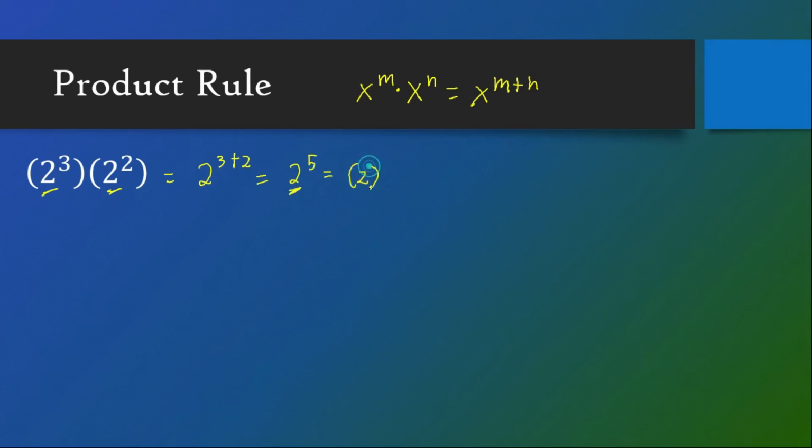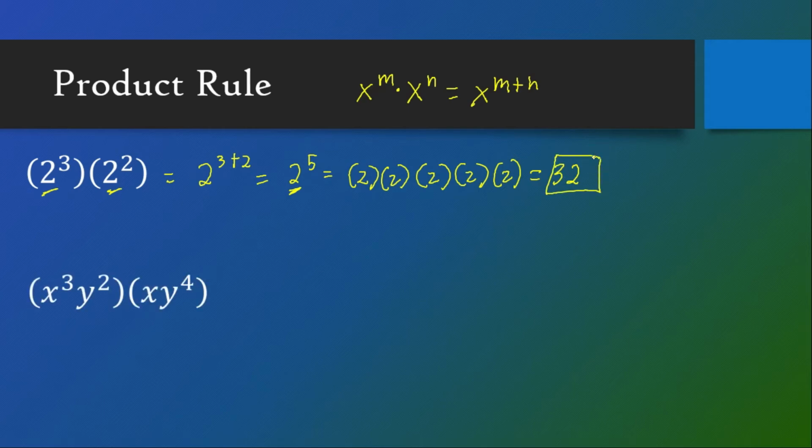Kaya magiging 2 times 2 times 2 times 2 times 2. So we have 2 times 2, that is 4, times 2, 8, times 2, 16, and times 2, that is 32. Final answer natin for this first example will be 32.